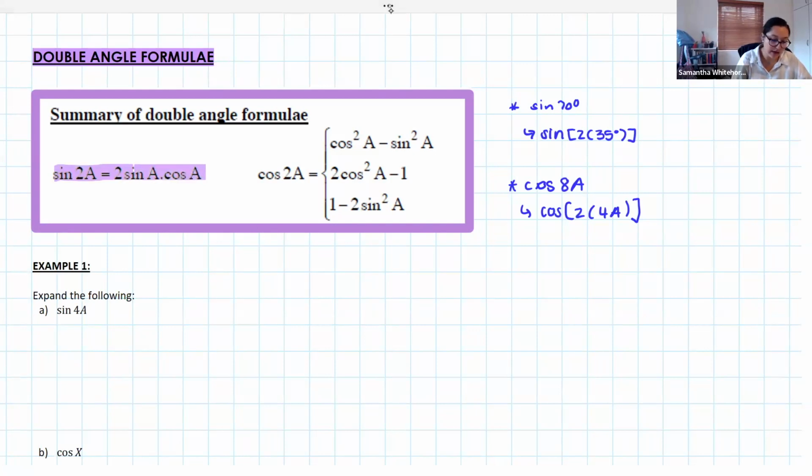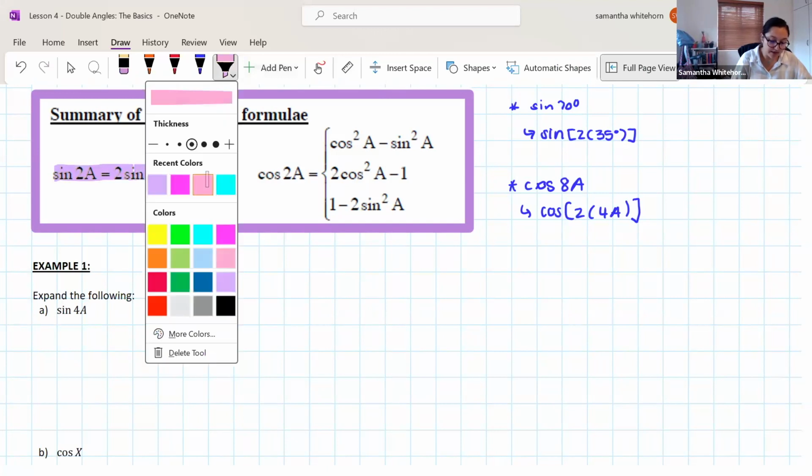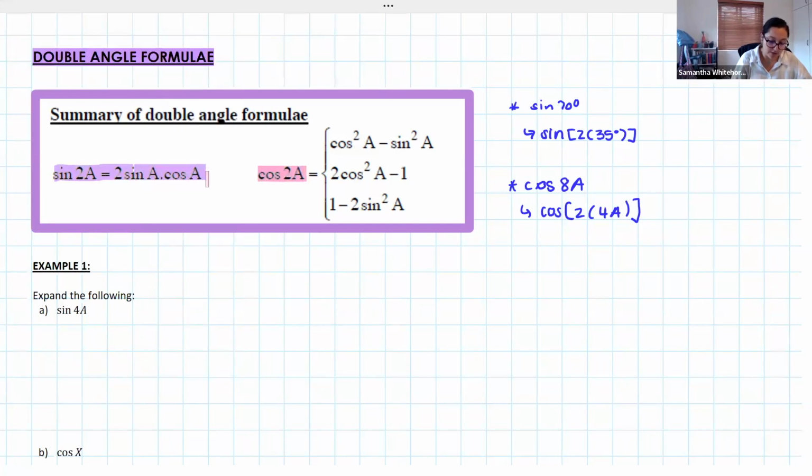times cos a. Cos double angles, we actually have 3 identities. So cos of a double angle can be expanded to cos squared a minus sine squared a, 2 cos squared a minus 1, or 1 minus 2 sine squared a. So there's 3 options for your cos double angle.